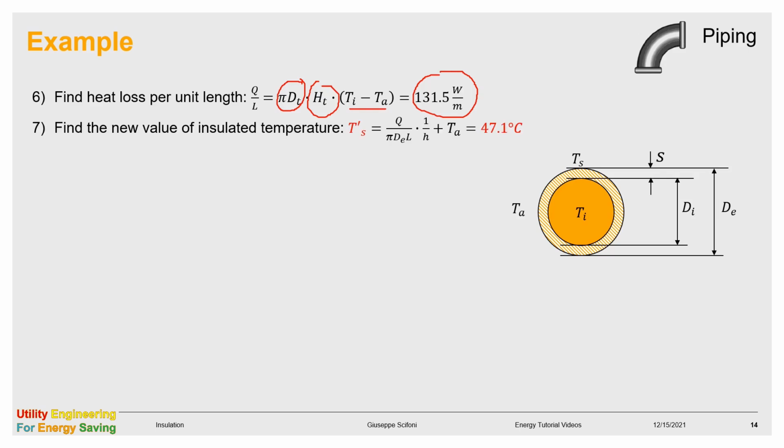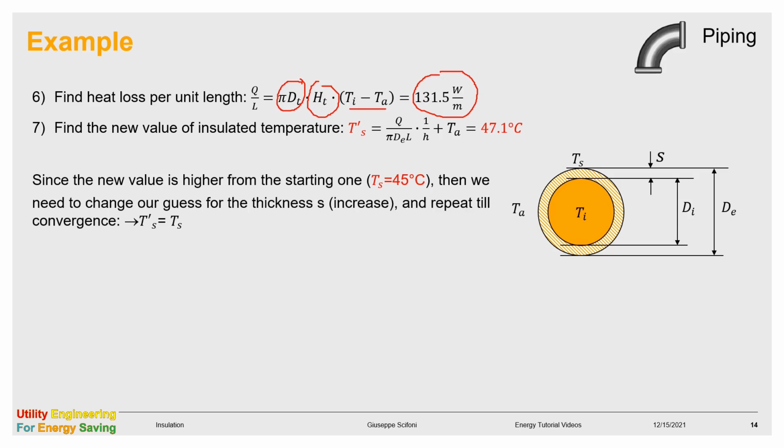And by using the formula of the surface temperature, we find 47.1 degrees. That is eventually different from the starting 45. That means we need to increase the guess value of the thickness and repeat up to convergence, when the Ts prime is equal to Ts. We find 56.5 millimeters, rounded to 60.